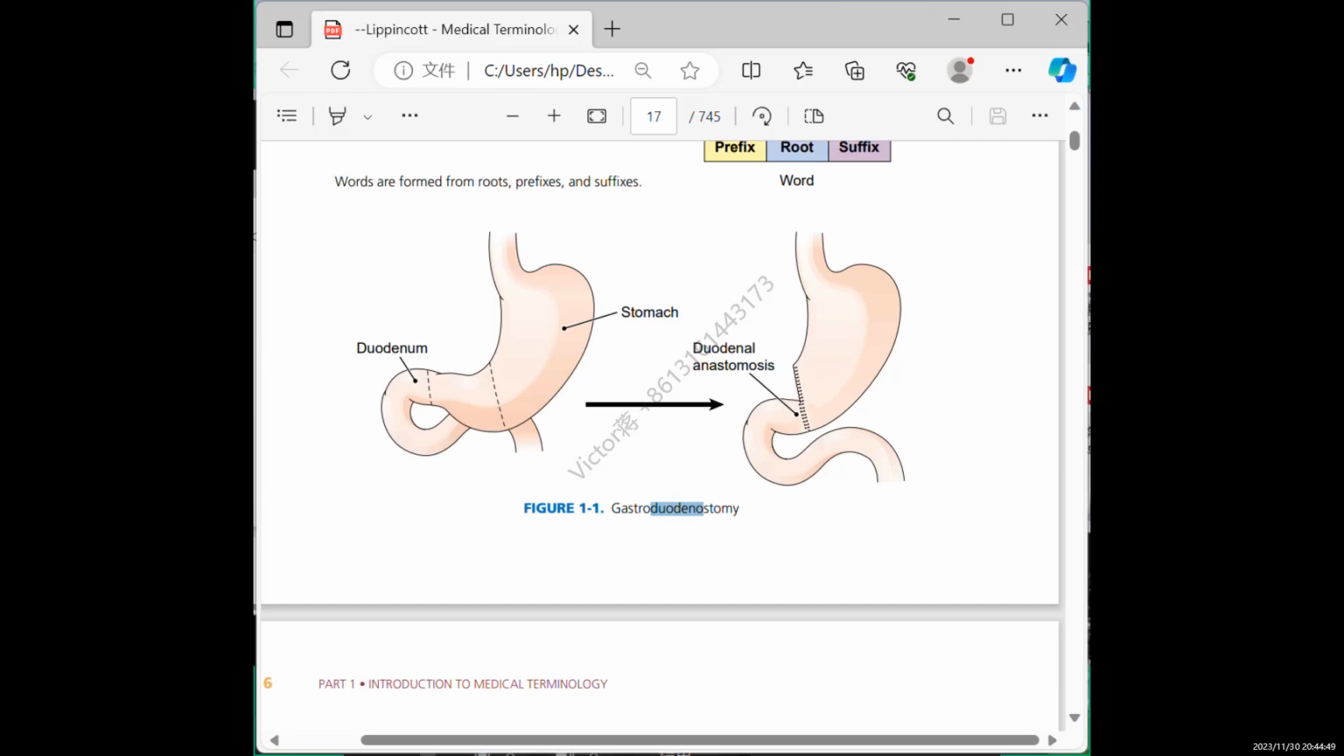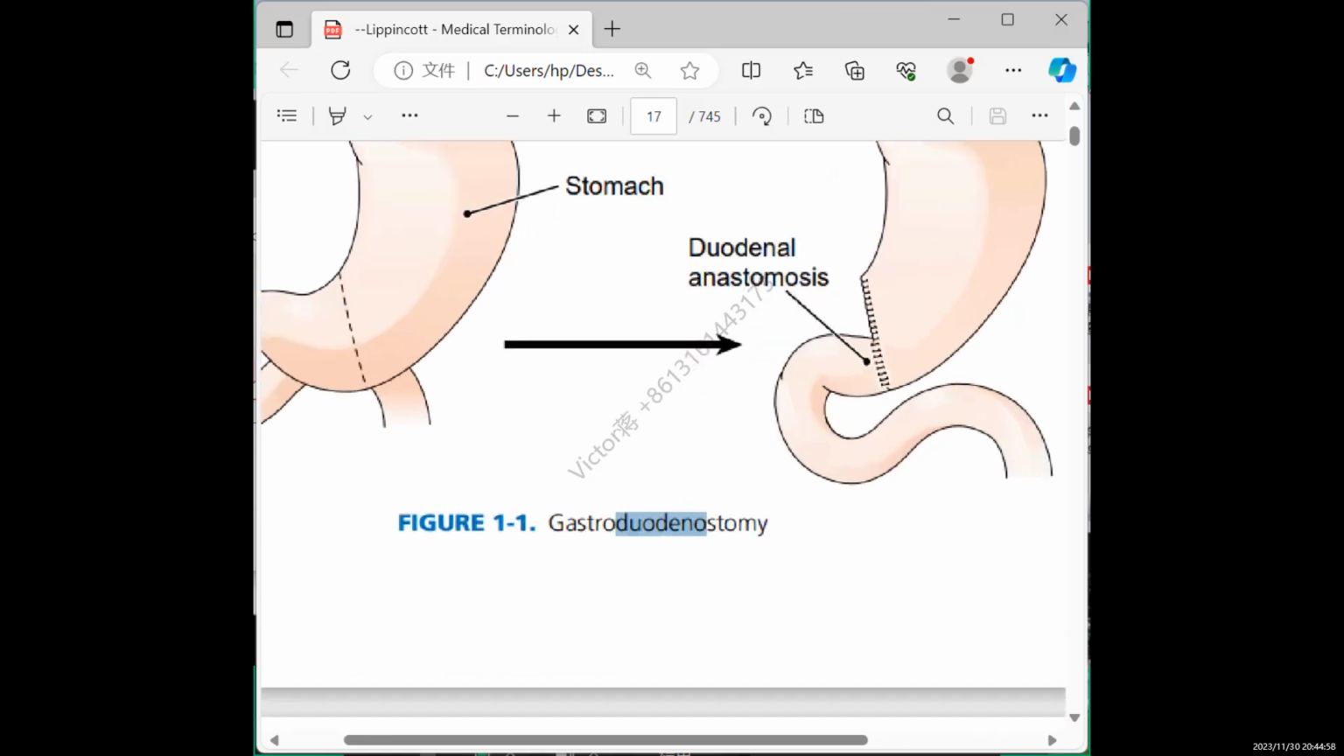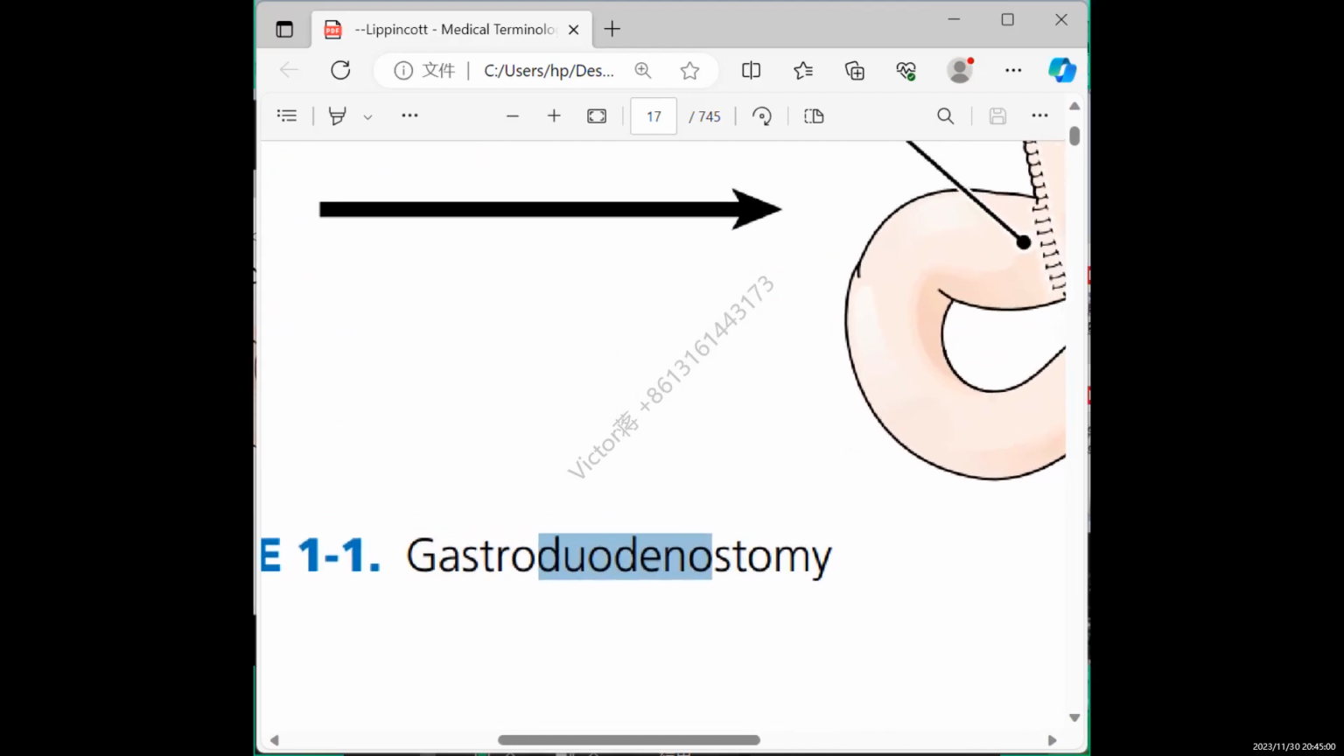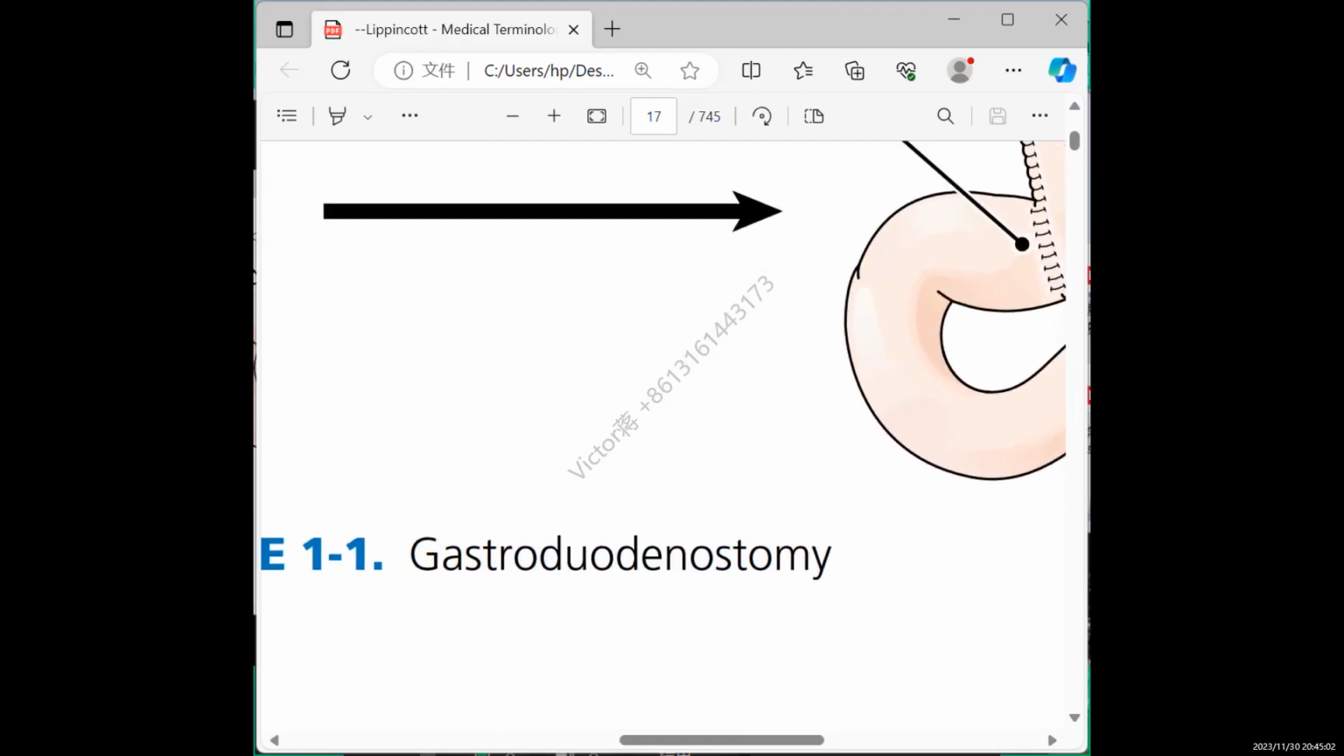And pylorus is the lower part of the stomach. So you can see that is the explanation of the duodenum, right? So we can see here, gastroduodenum. Gastro means stomach, and duodenum is the upper part of the small intestine, and stomy or ostomy.